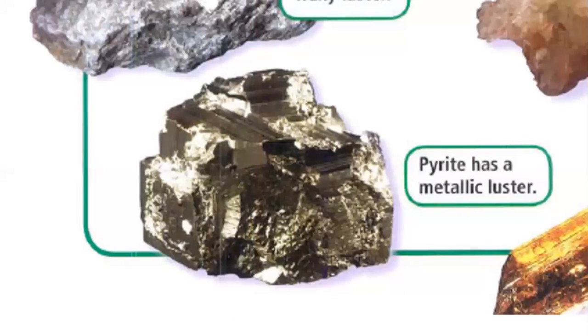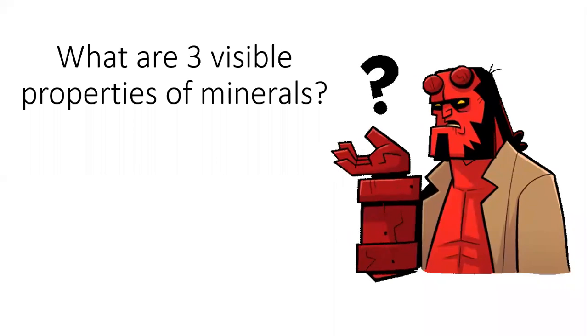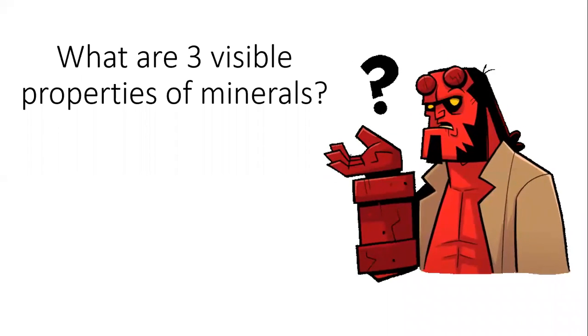It's called fool's gold, or full gold, because it's not a real one. Okay, so what are the three visible properties of minerals again?